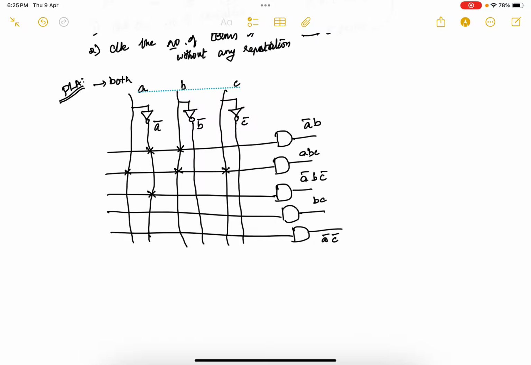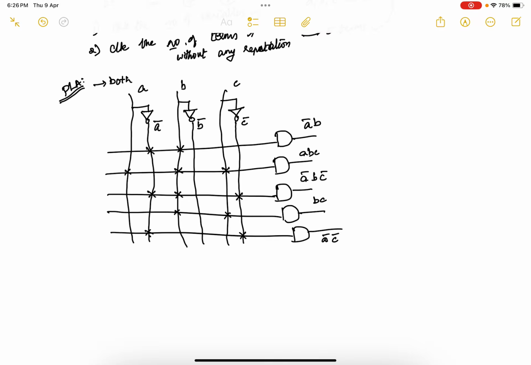So this is A bar, this is B, then next thing is C bar. A bar B C bar. And next thing is BC. So this is your B terminal and this is your C terminal. The next thing is A bar C bar. So this is your A bar, this is your C bar. So now we have made your AND gate programmable.